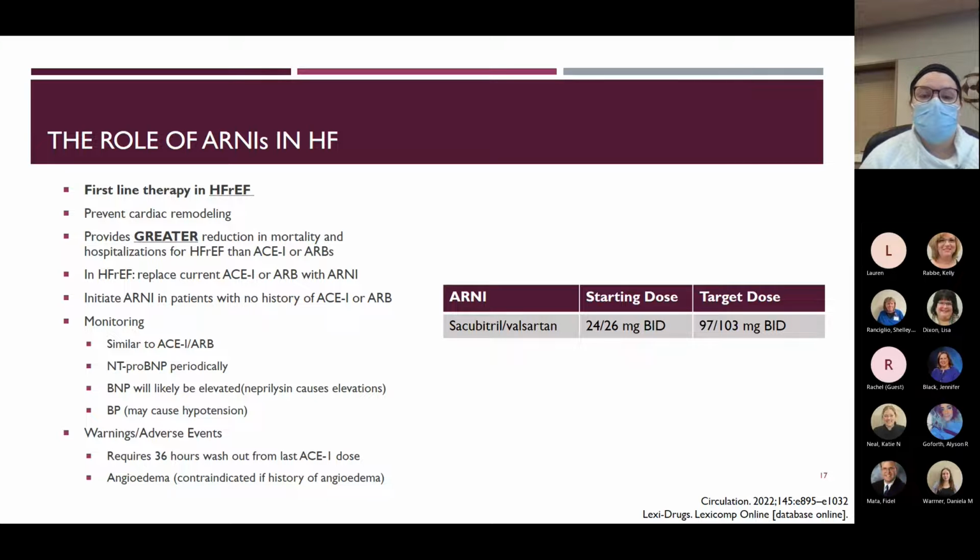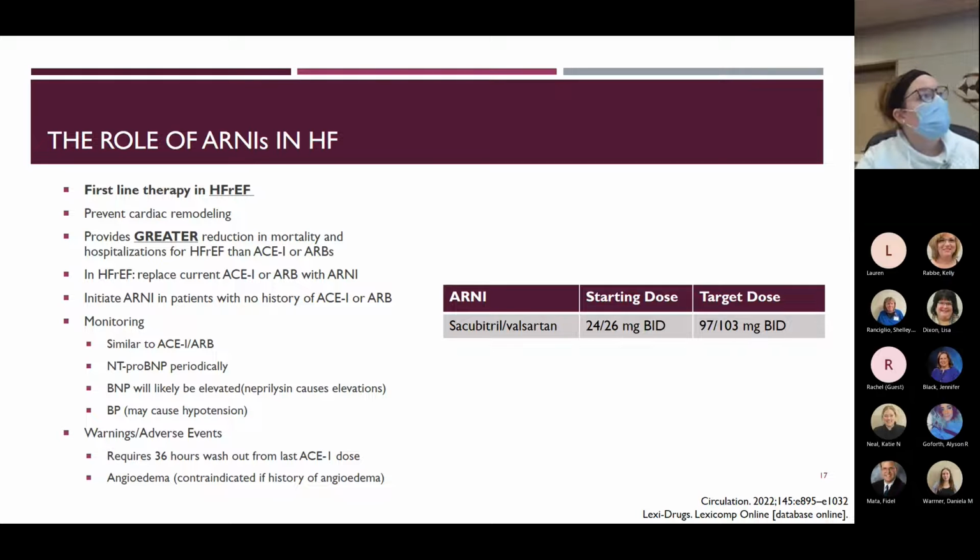Something that's important to remember whenever you are transitioning patients that were on an ACE inhibitor prior to switching to Entresto is that there is a 36-hour washout period from their last ACE inhibitor dose. So it's important to make sure that patients have that education piece when you prescribe them this new medication. And then angioedema is a contraindication for this medication, just like it is for the others, even in patients that have a history of angioedema.